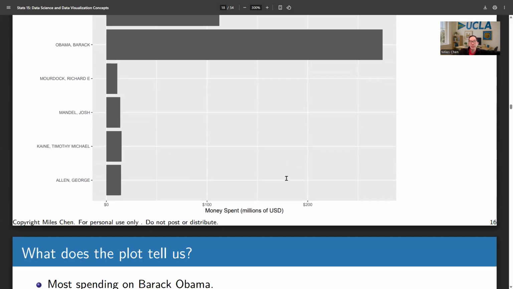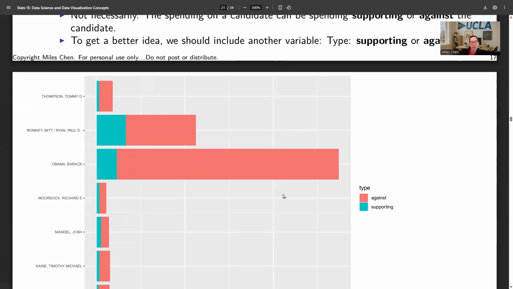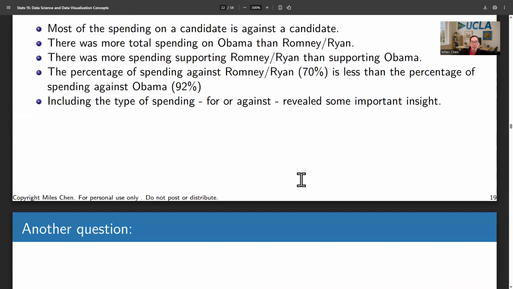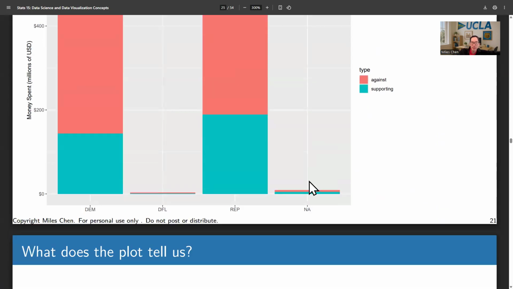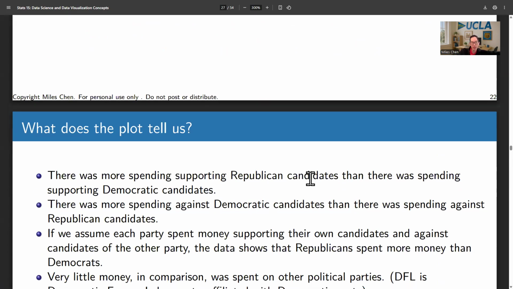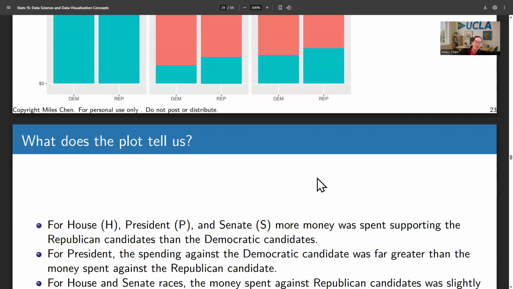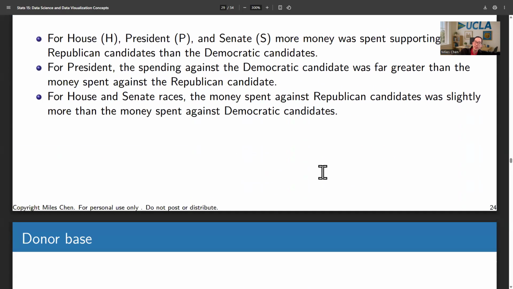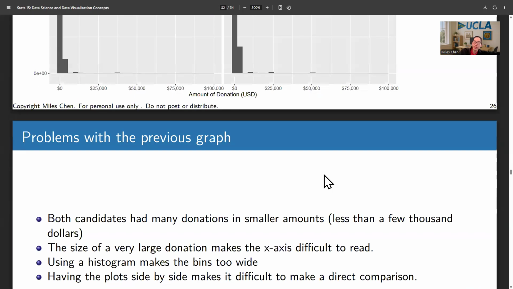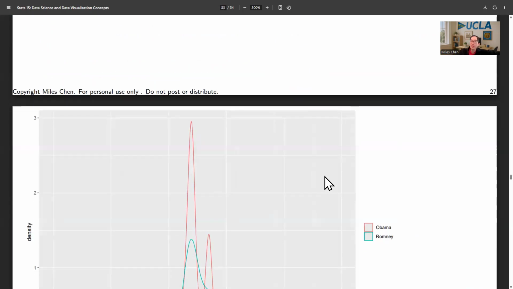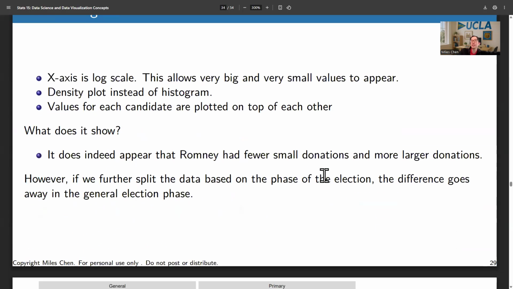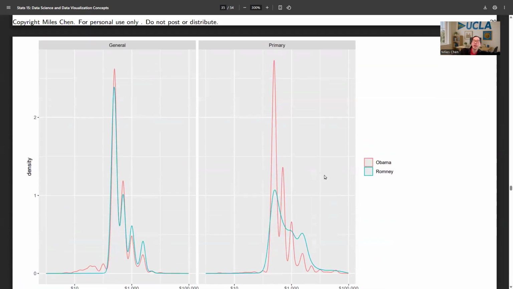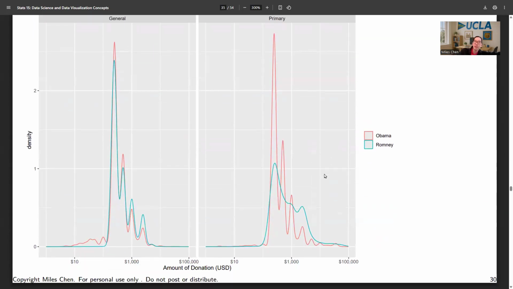But every time we dig down a little bit more and say, okay, what if we split it by money for or against? What if we look at the office or the party and things like that? Every time we ask a question, we use a data visualization to explore it. That's an important process of data analysis and data exploration: you ask a question and then you try to create a graphic that answers that question.